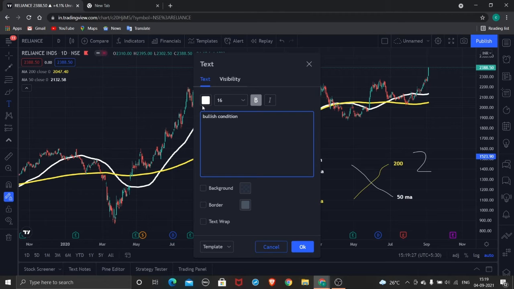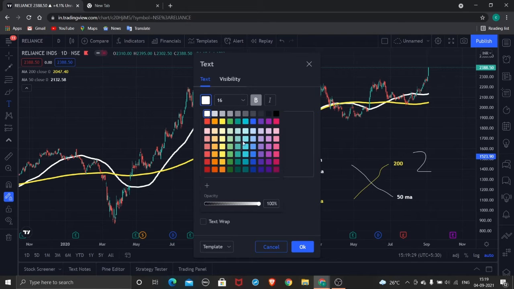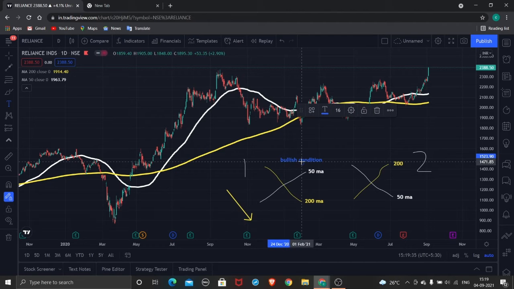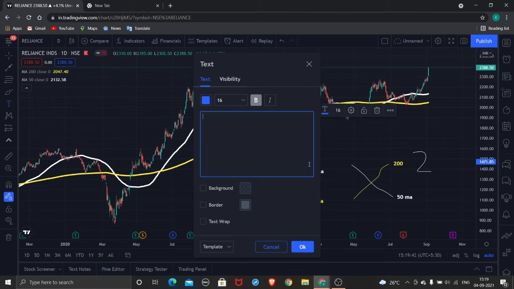Okay, let me change the color, as we have assigned white to the 50 moving average. Let me assign it as blue. Blue is fine, because it's going to be easily visible to each and everyone. Okay, fine. The text box is added. Oh no, delete the previous one and let us add bullish condition. This is a bullish condition.